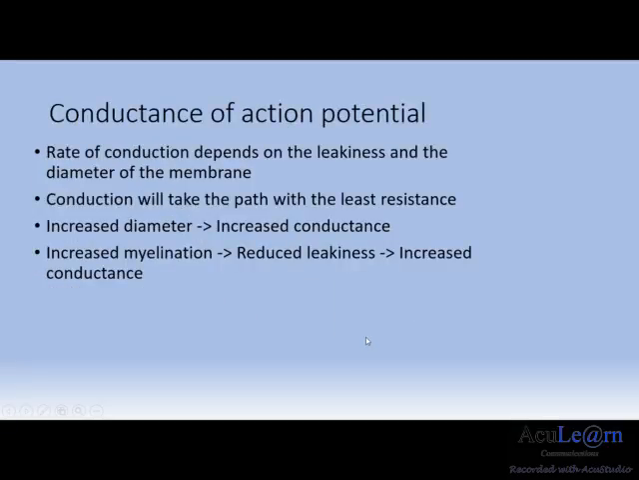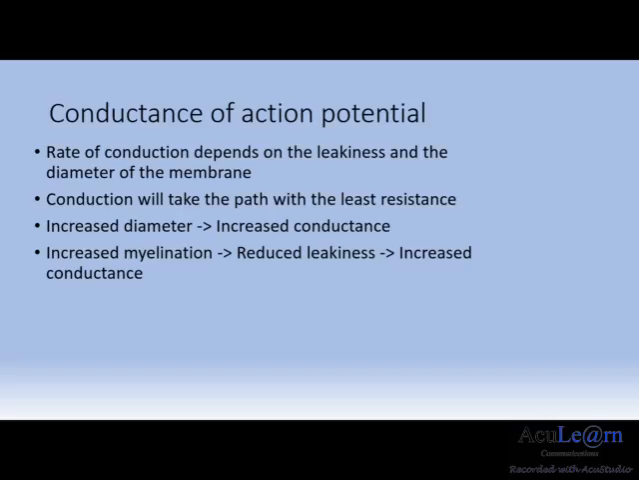The rate at which this conductance occurs depends on two factors, the leakiness and the diameter of the membrane. Conduction will always choose the path that offers the least amount of resistance. Using the analogy of a garden hose, water will flow through the hose naturally if there is low resistance, such as in the case of a larger diameter with few leaky pores. However, if the hose is narrow and there are many leaks in the hose, the water will flow out through the leaks instead.